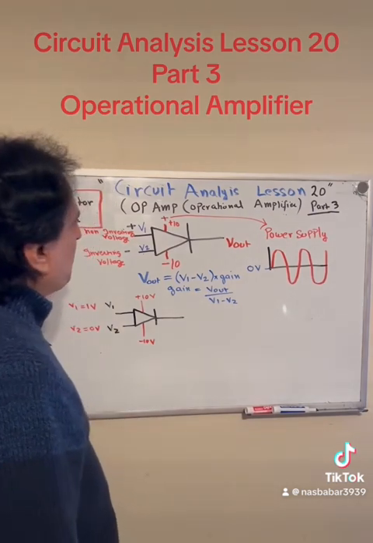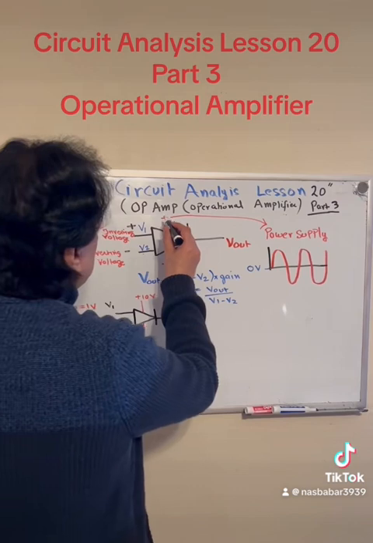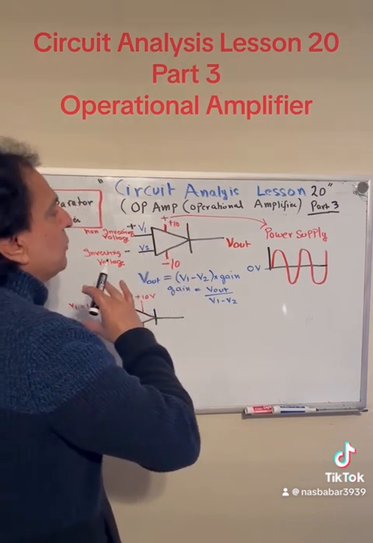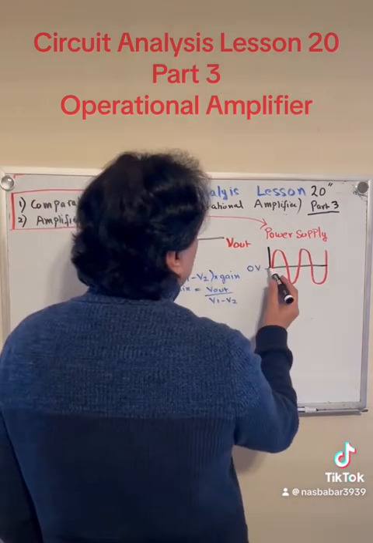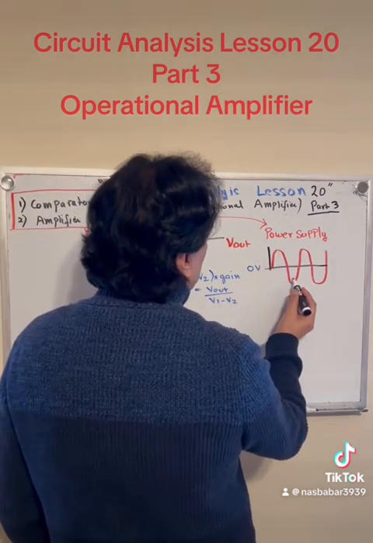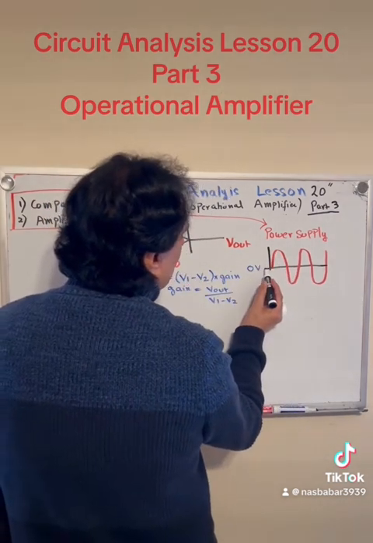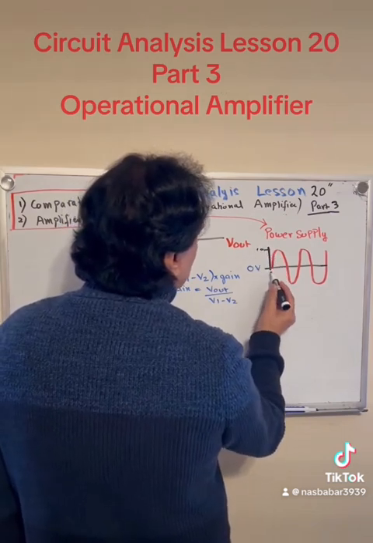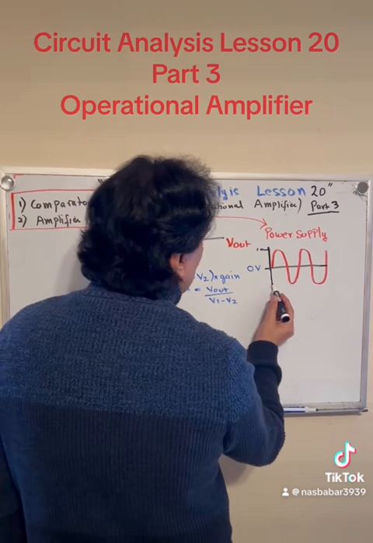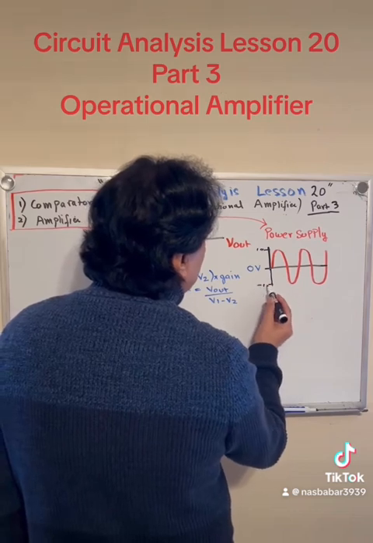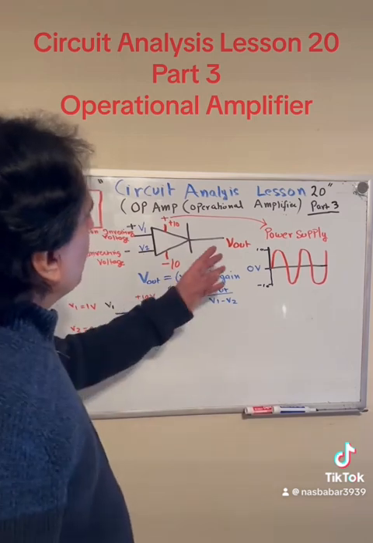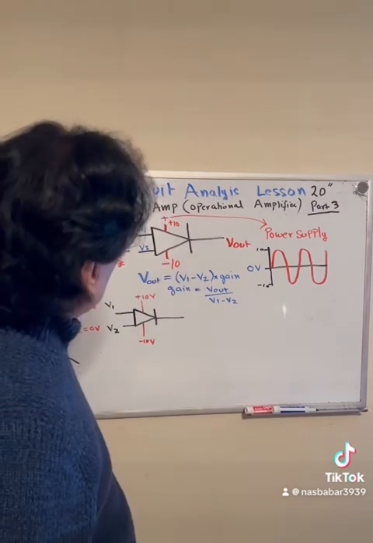So now, because of this plus 10 and minus 10, the characteristic of the output voltage is a sinusoidal wave. This right here is 0. It goes up to 10, and then goes down to negative 10. So this is the characteristic of the output when you have a power supply right here.